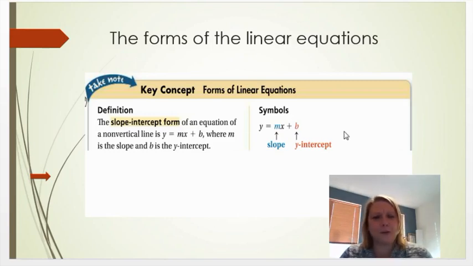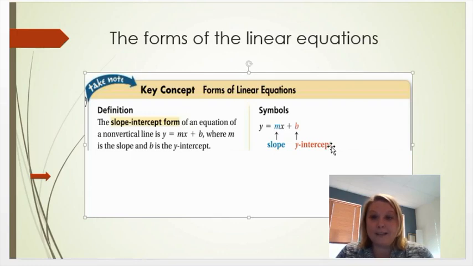Let's go ahead and review this, and then we're going to practice a couple, and then I'll let you practice a couple on your own. So the slope-intercept form of an equation of a non-vertical line is y equals mx plus b, where m is the slope and b is the y-intercept. So that's a good review. A lot of times you'll hear people say y equals mx plus b, and you're going to wonder exactly what that is. So what you need to learn then is, what does this mean? How do I plug the numbers in?